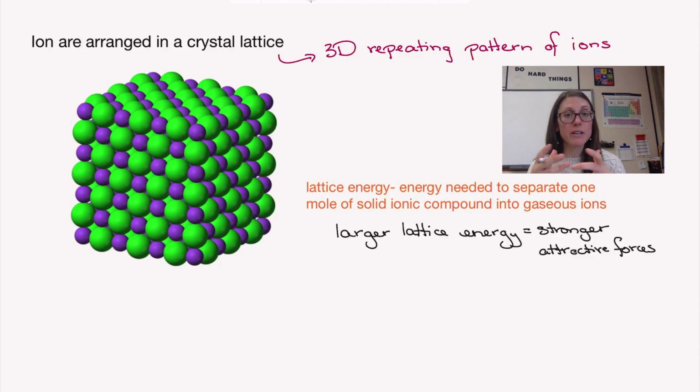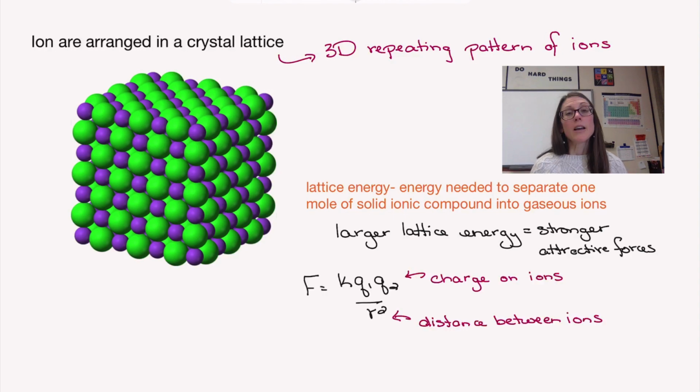Understanding and predicting relative lattice energies, it's all about Coulomb's law. In general, as the charge on the ions increases, you're going to have a greater force and therefore a greater lattice energy. Similarly, as the distance between the ions increases, you're going to have a smaller force or a smaller lattice energy.